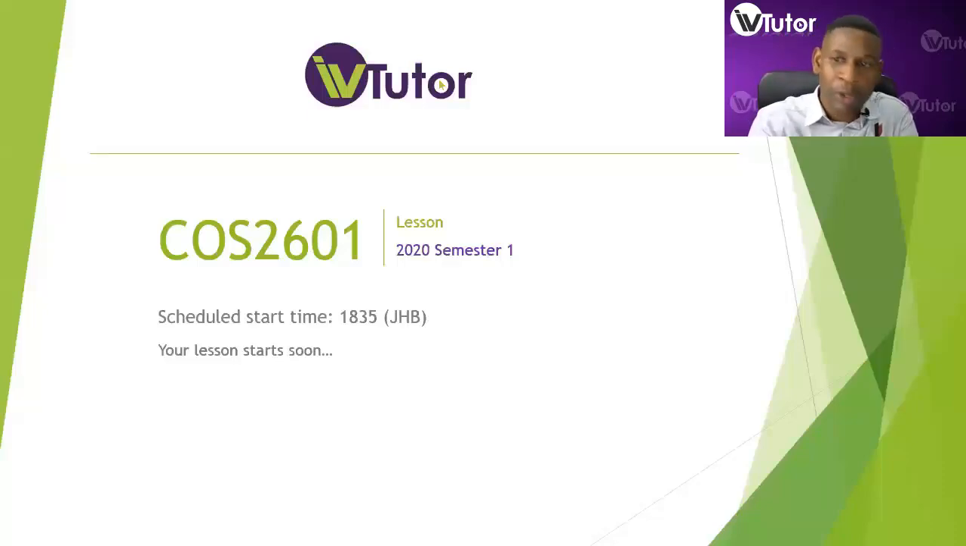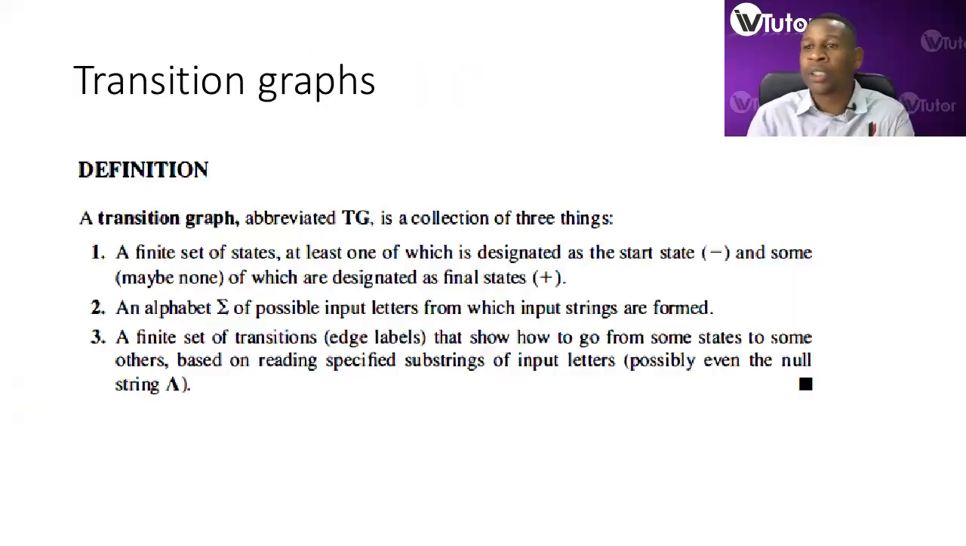But first, before we go there, we want to look at a component of finite automata called transition graph. We're going to see that we've got another machine that accepts regular languages, called a transition graph. A transition graph is also a collection of three things, just as the finite automata was.